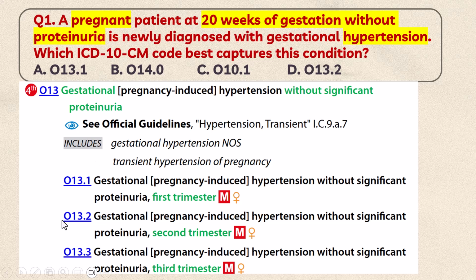When you go to code O13.2, that is gestational pregnancy-induced hypertension without significant proteinuria, second trimester, this is the correct answer. So the correct answer is D, that is O13.2.